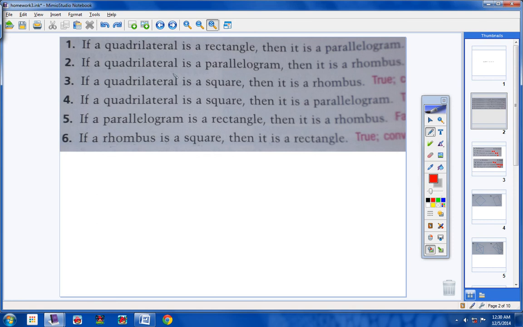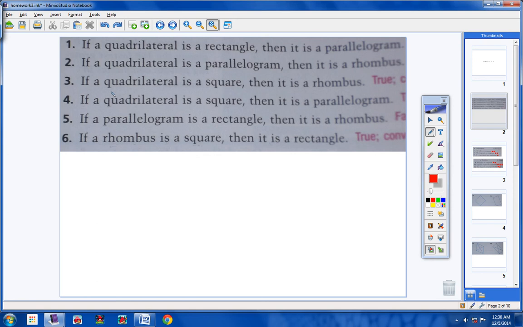If a quadrilateral is a parallelogram, then it is a rhombus. No, that is false. I can draw a parallelogram that is not a rhombus. There we go. Pretty simple to do. Now turn that around. If a quadrilateral is a rhombus, then it's a parallelogram. That's true. If I have a rhombus, then I definitely have a parallelogram. In fact, the definition of a rhombus is a parallelogram.